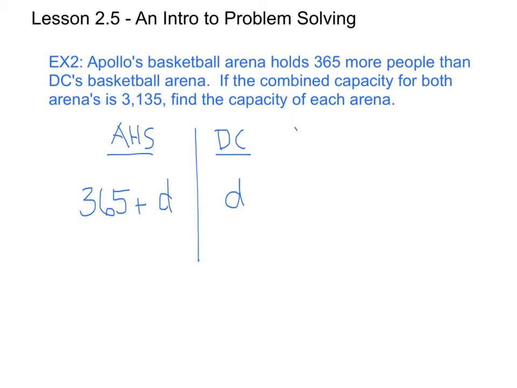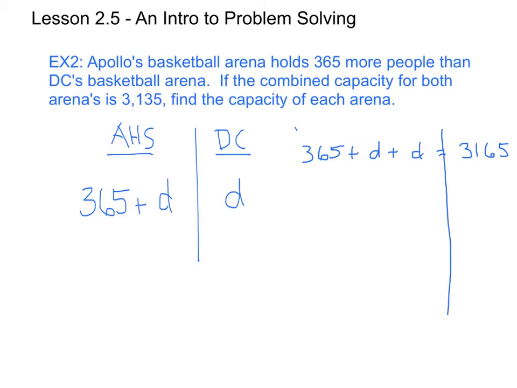Apollo's is 365 plus D. Davis County's is D. And if we put them together, it equals 3,165. There we go. Now we have a problem that looks like many of the problems we've solved the last few days. We've got like terms.